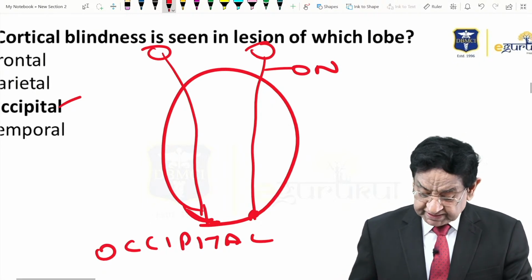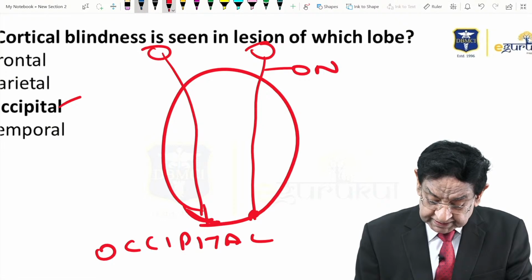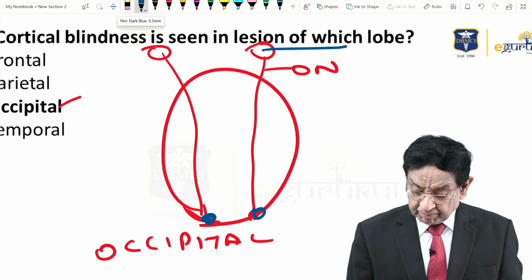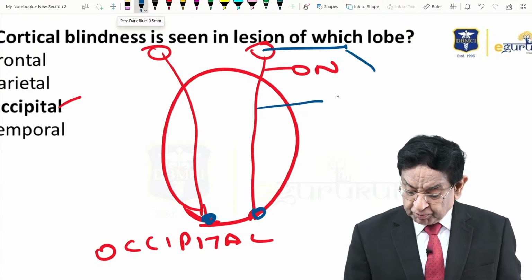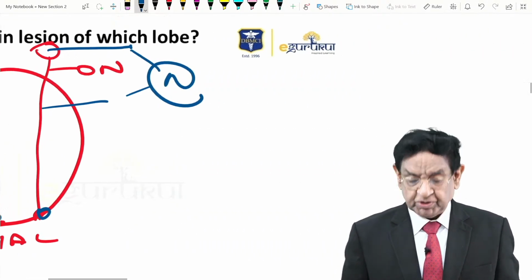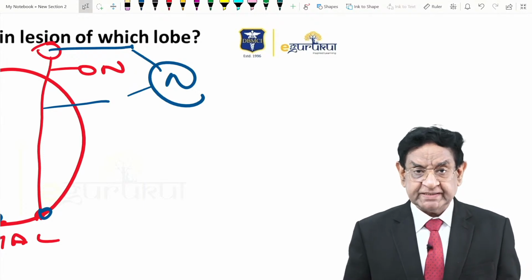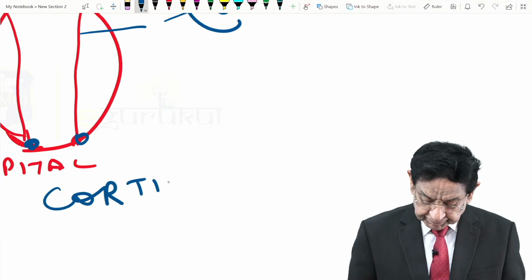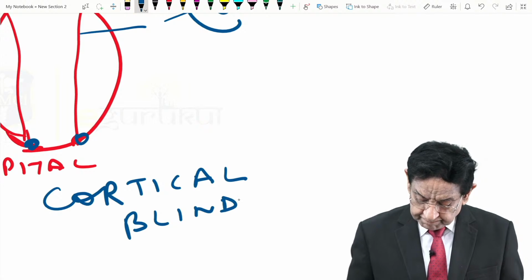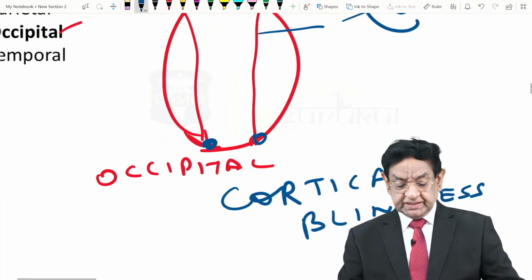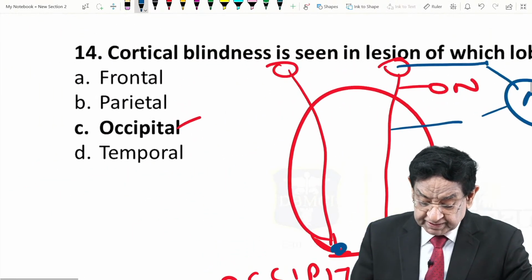So definitely if some lesion occurs in the occipital lobe like this, what happens? Picture will not form. Although eyes are normal, optic nerve is normal, both are normal, N for normal. But still the person cannot see because the lesion occurs where the actual film is getting made, and this is so-called cortical blindness. Cortical blindness is what we see in occipital lobe lesion.